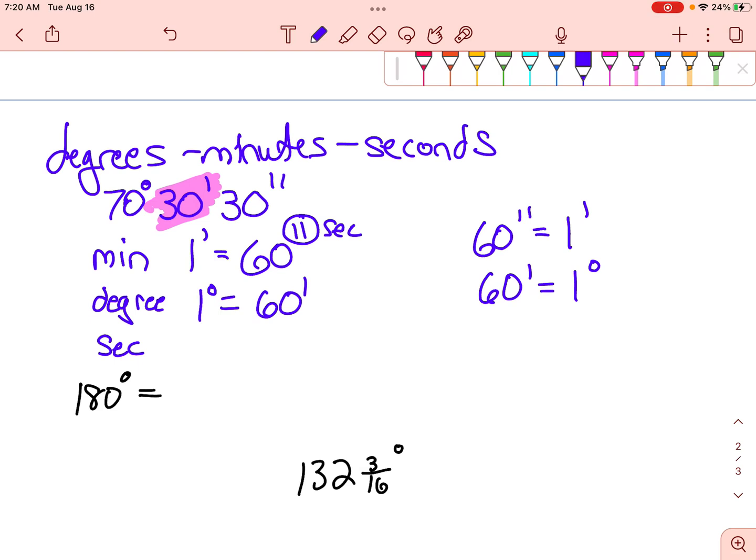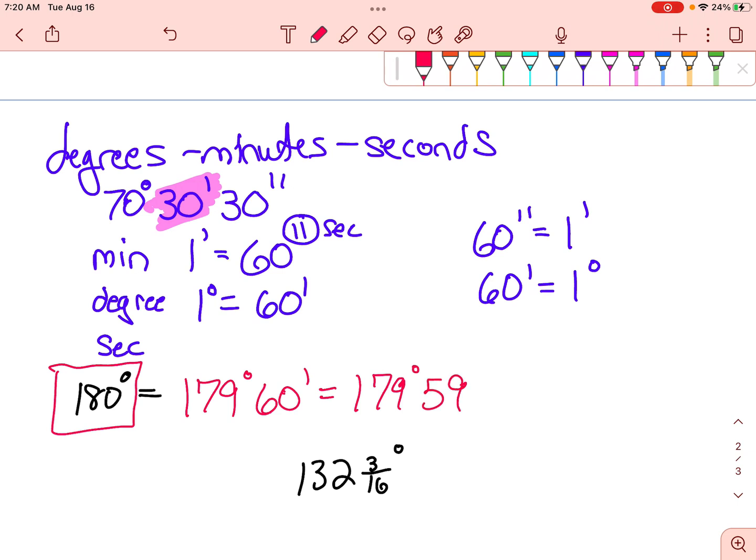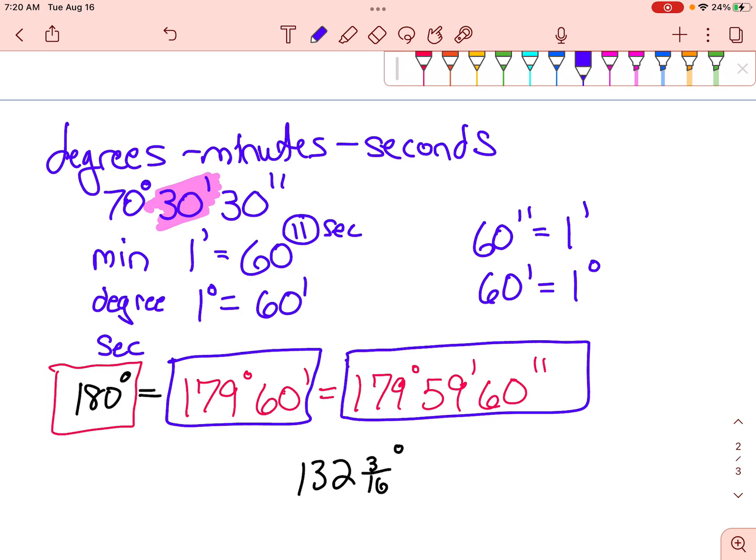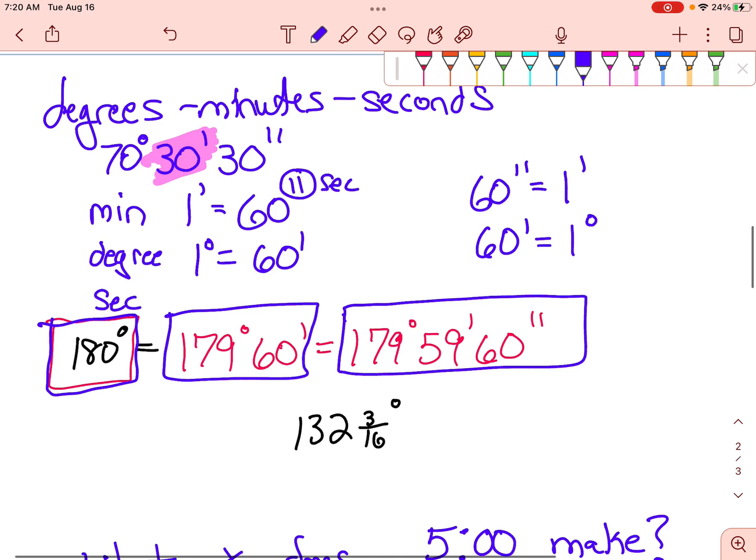Okay, so when we come over here and we look at this 180 degrees, I can also say that 180 degrees is the same thing as 179 degrees and 60 minutes, because 60 minutes is 1 degree. I can also say that it's the same as 179 degrees, 59 minutes, and 60 seconds. So these 3 degree measurements are interchangeable. They all are equivalent to each other. They all mean exactly the same thing.